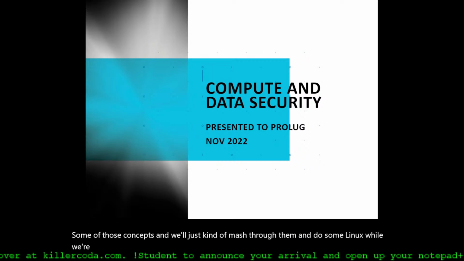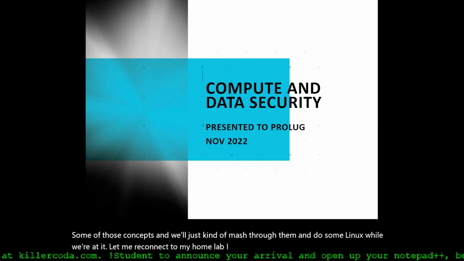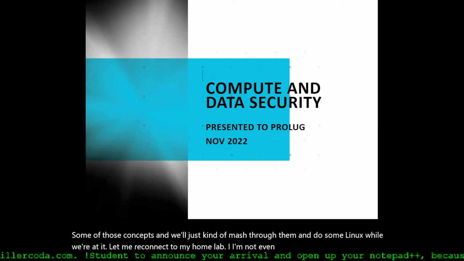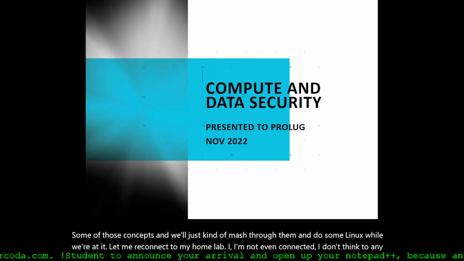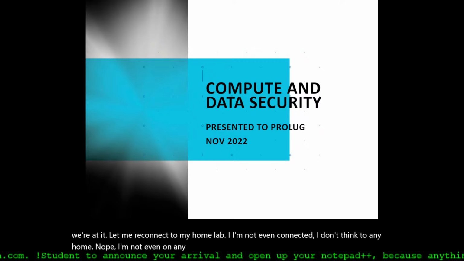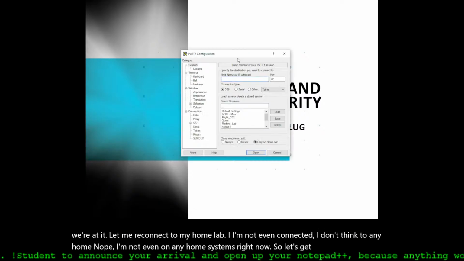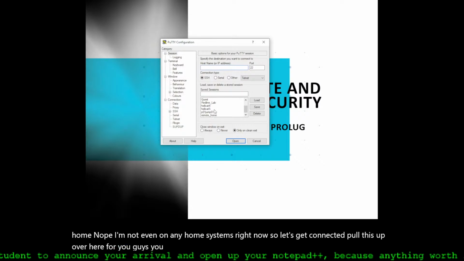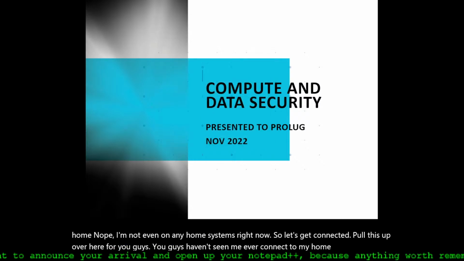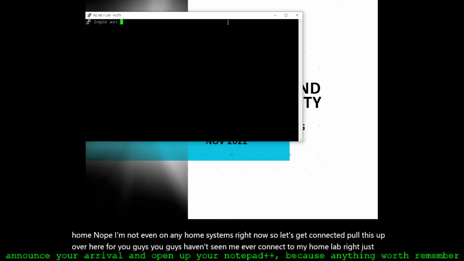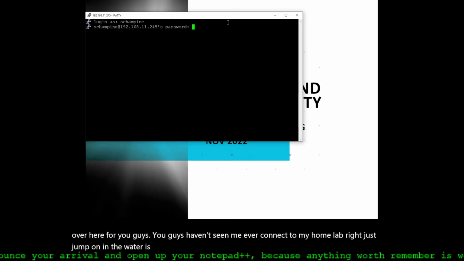Let me reconnect to my home lab. I'm not even on any home systems right now. So let's get connected. Pull this up over here for you guys. You guys haven't seen me connect to my home lab, right? Just jump on in. The water's warm.